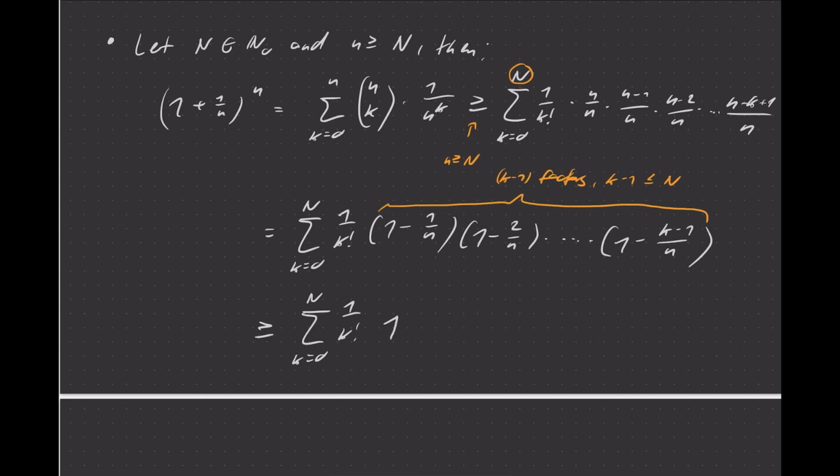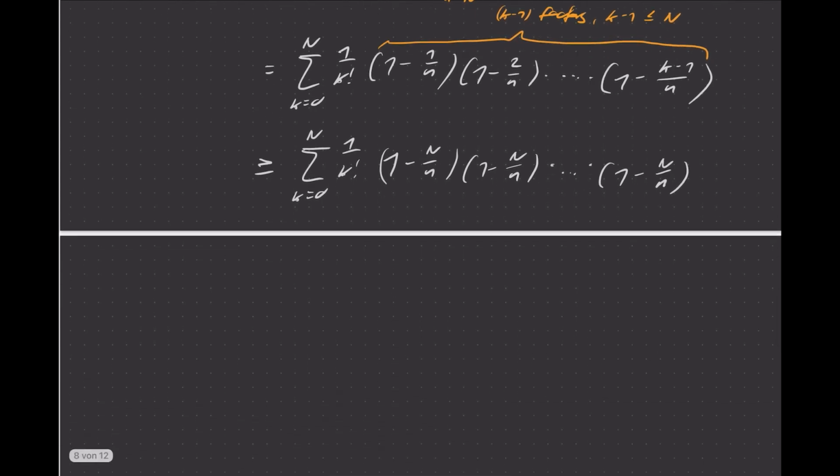And now we have 1 minus capital N over n times 1 minus capital N over n, and so on, 1 minus capital N over n. Again, this is k minus 1 factors. And k minus 1 is less or equal to capital N. So we can say this is greater or equal to, from 0 to N, 1 over k factorial. And now remember, this small n is greater or equal to this capital N, so this factor is less or equal to 1. So here we have a number that is somewhere between 0 and 1.